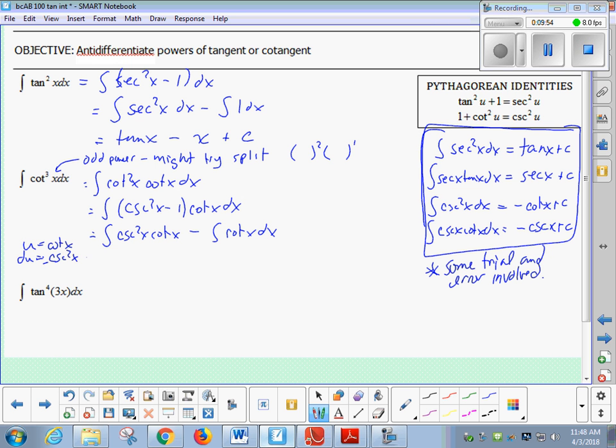Wouldn't you agree that you do pick up a negative there? So upon substitution, this is really more like negative u du. You agree? Okay. The antiderivative of which is negative 1/2 u squared, which in the interest of time I'm going to integrate and sub back. Negative 1/2 of cotangent squared.